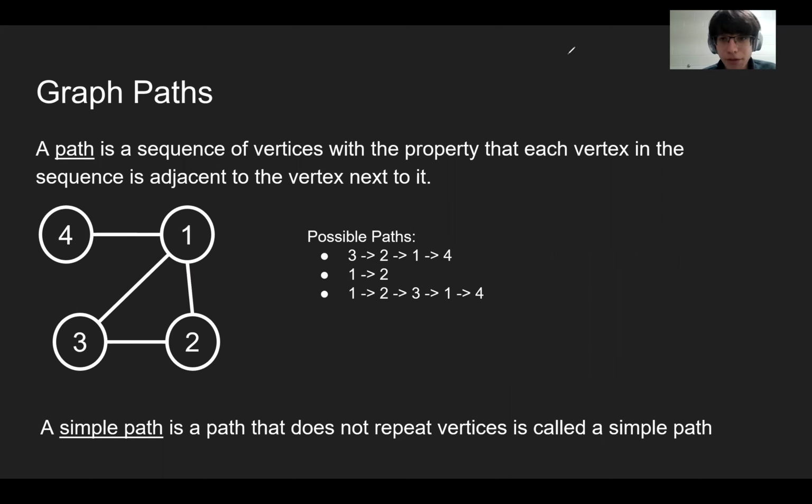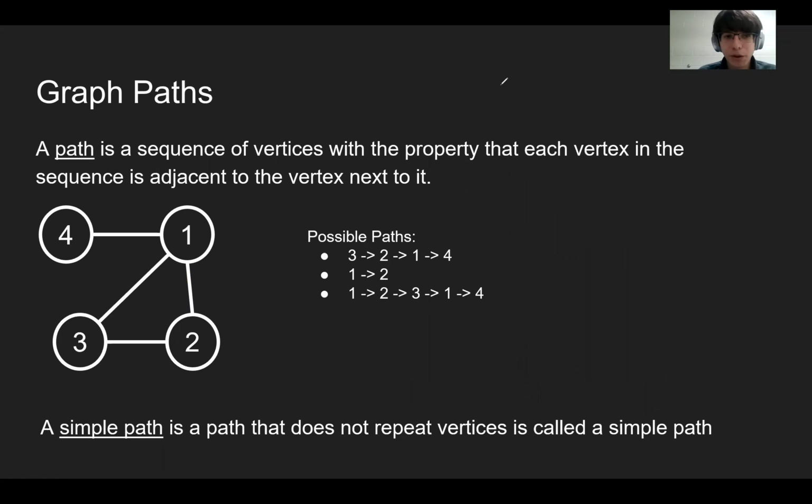Right. And a simple path is a path that doesn't repeat vertices. So, for example, maybe you can think to yourself, okay, which of these are simple paths? Just looking at these three, it's kind of clear that this one's a simple path, this one is too, but this one's not a simple path because 1, 2, 3, 1, we've already visited 1. So it's not a simple path.